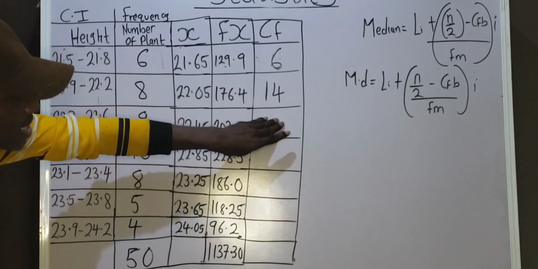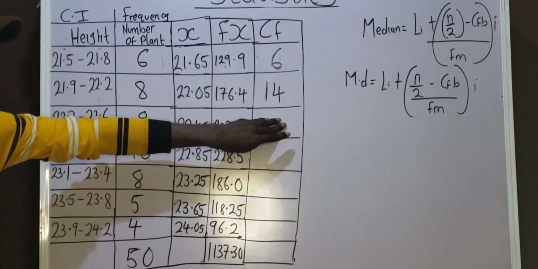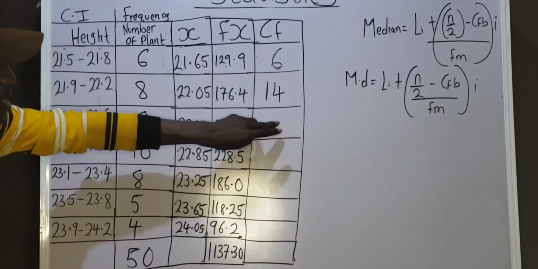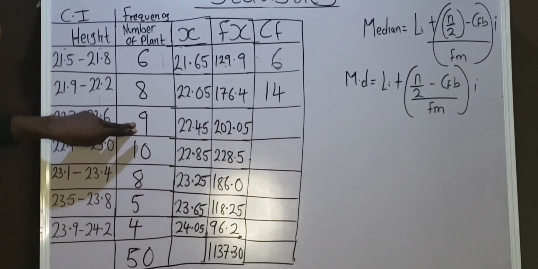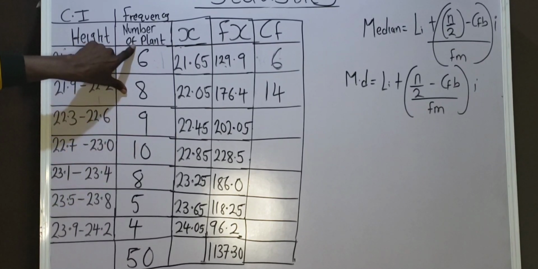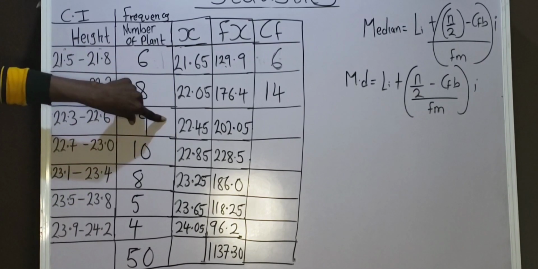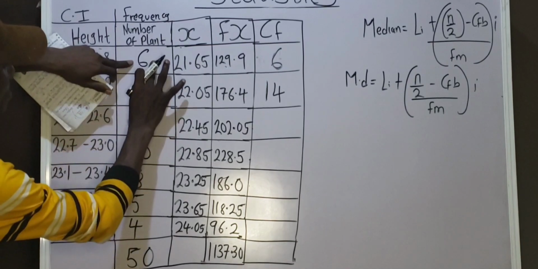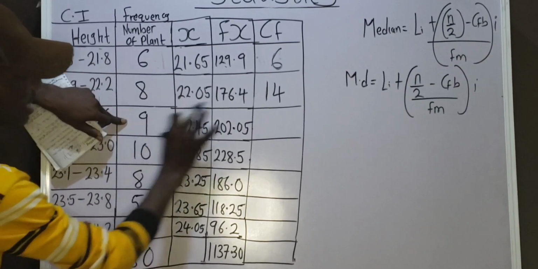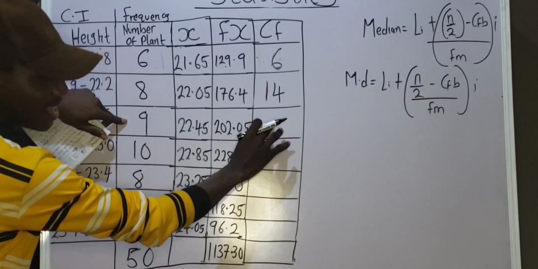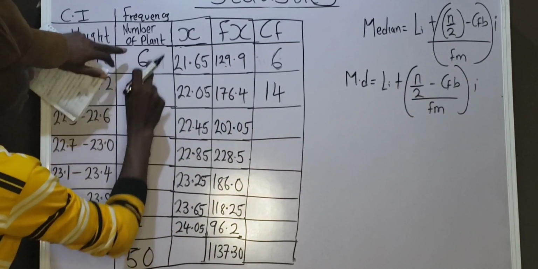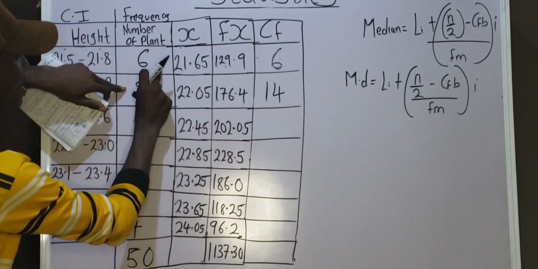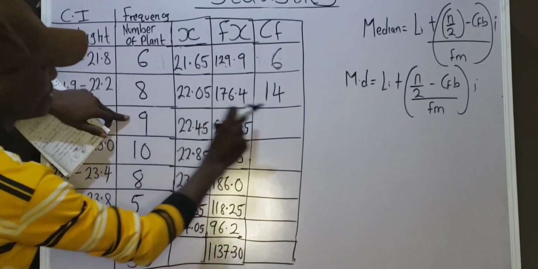Okay, now look at these cells. I want to determine the cumulative frequency of these cells. The frequency of the cell is what? 9. So I'm going to add all the frequency before this frequency, then add this frequency itself. Just like saying 6 plus 8 plus 9. That will give me the cumulative frequency here. Are you getting it? 6 plus 8 will give me the cumulative frequency here. 6 plus 8 plus 9 will give me the cumulative frequency here.